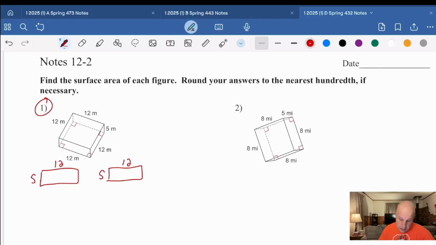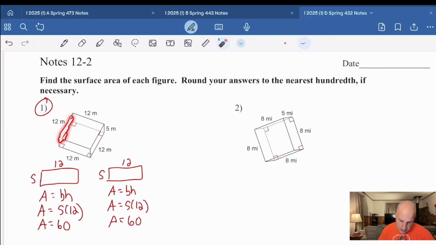Now to find the areas of those rectangles, we know the area of a rectangle is base times height. So for this problem, we're doing 5 times 12. So the area of that rectangle is 60, and the opposite rectangle is also 5 times 12, which is 60. So that is this rectangle and this rectangle.